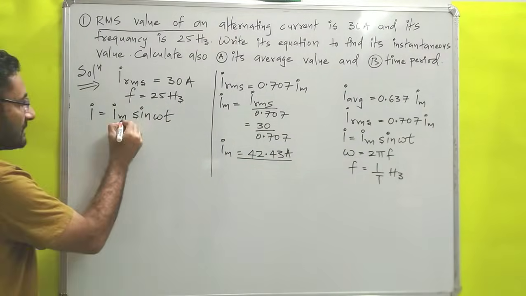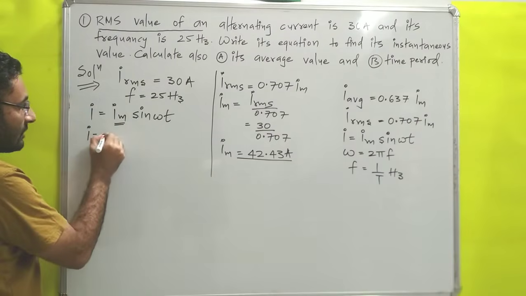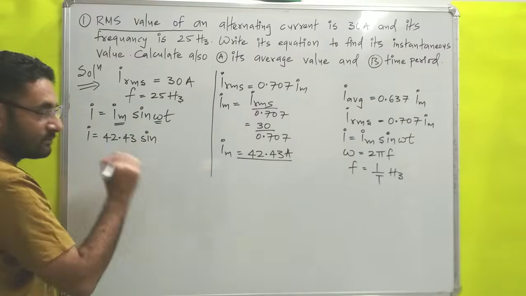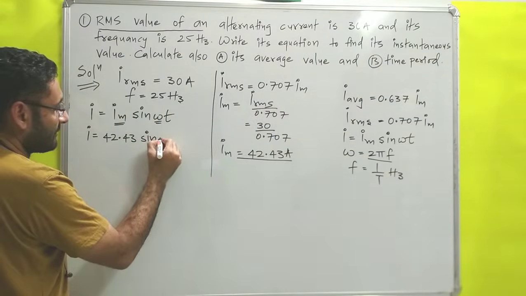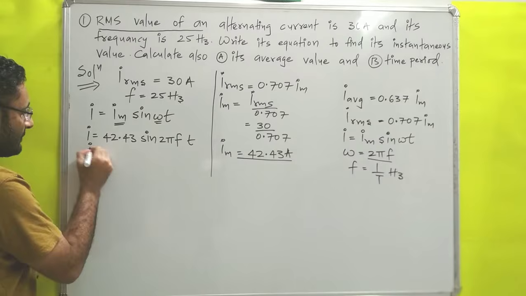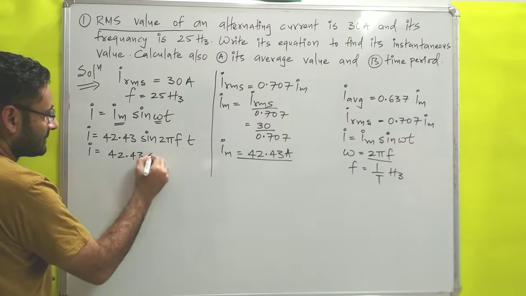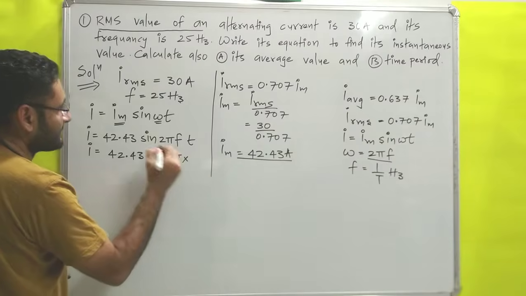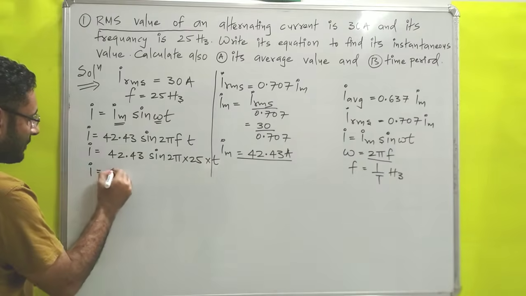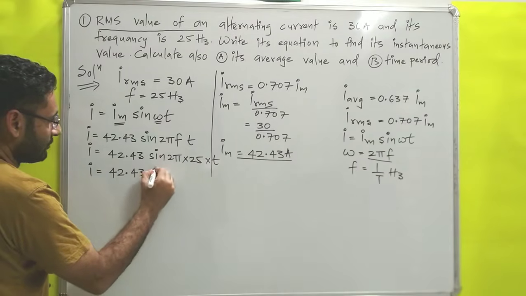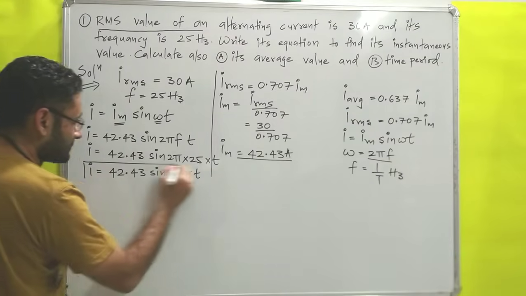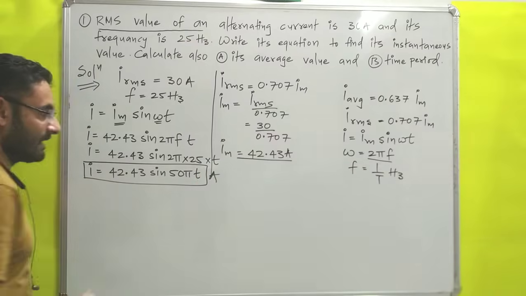Now we insert the same value here. So I equals 42.43 into sine of omega t, where omega is 2 pi f. So I write sine 2 pi f into t. Further, 42.43 sine of 2 pi, frequency is given, yes, it is 25 hertz, multiplied with time. So the final equation is 42.43 sine of 50 pi into t. That is your answer, the equation of current in terms of ampere.